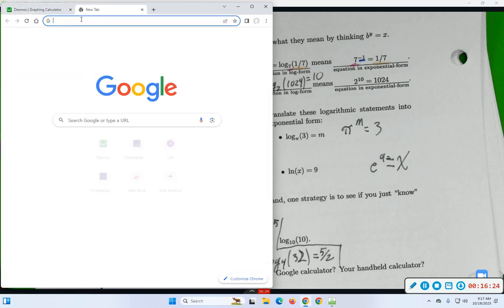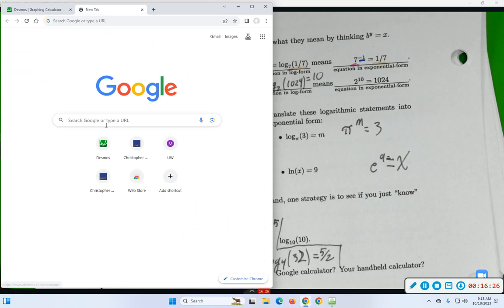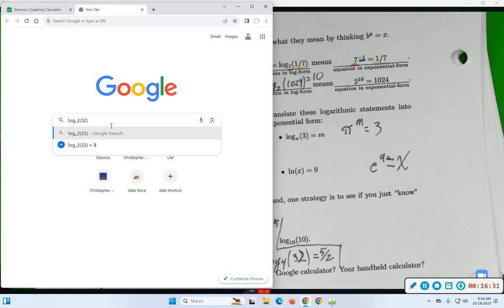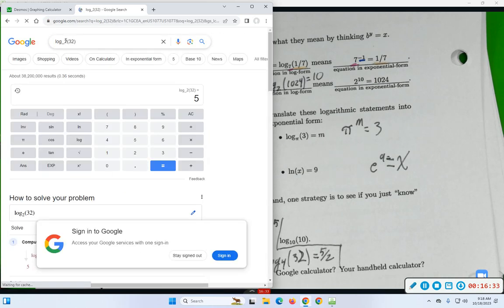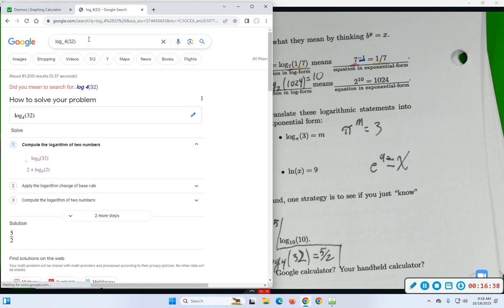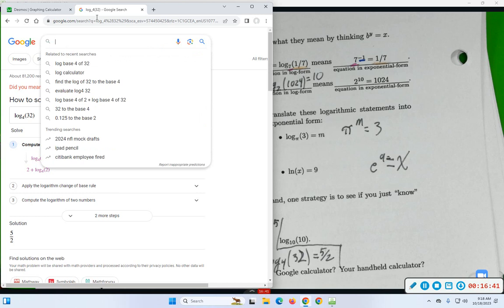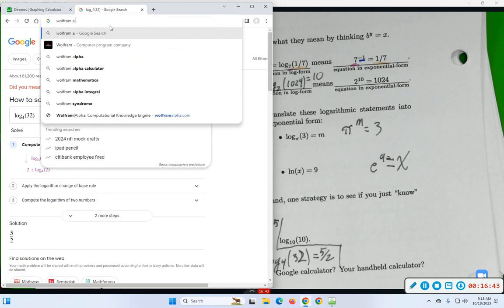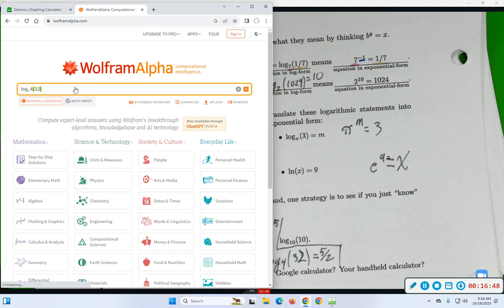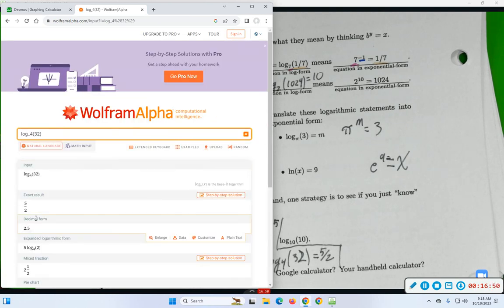So let's ask, what is the log base 4 of 32? Oh, really? Log base 4 of 32 is 5 halves, or 2.5. Folks feel pretty good? Nice.